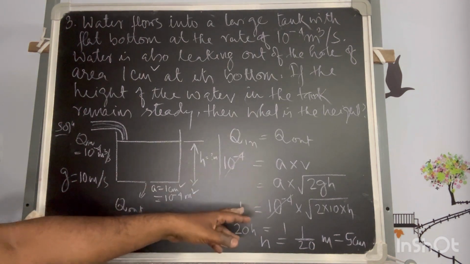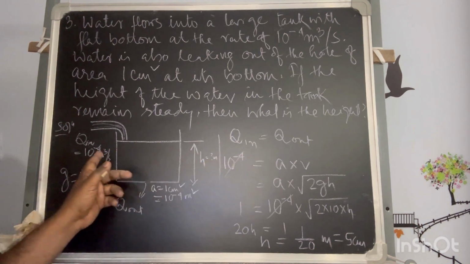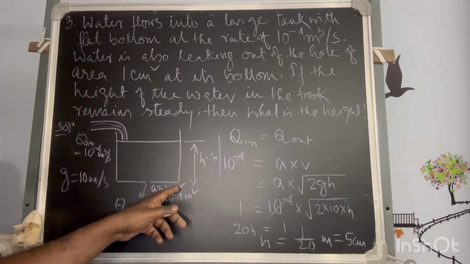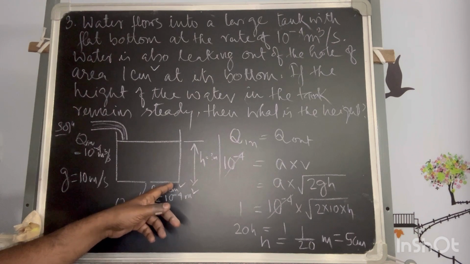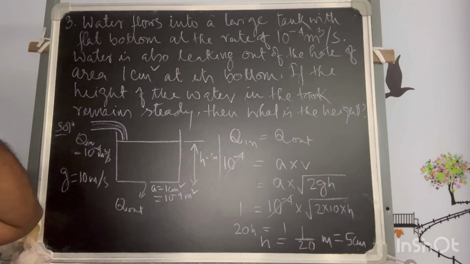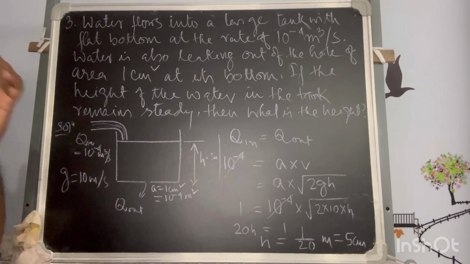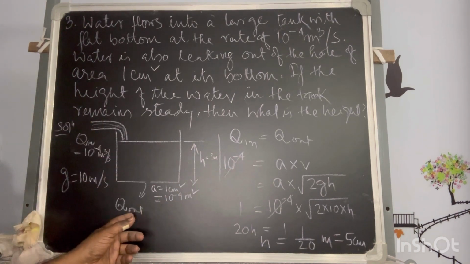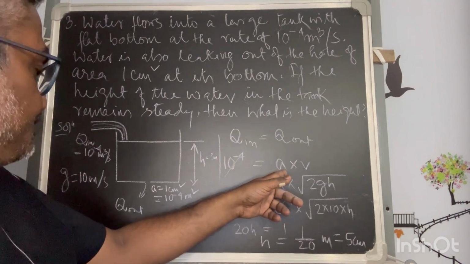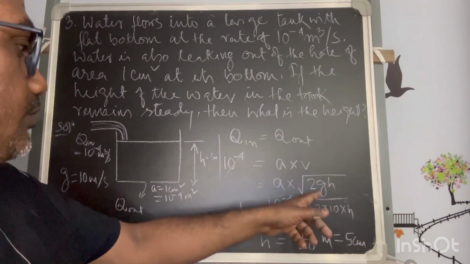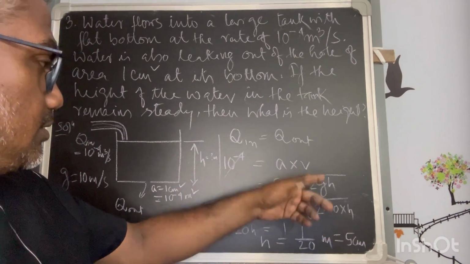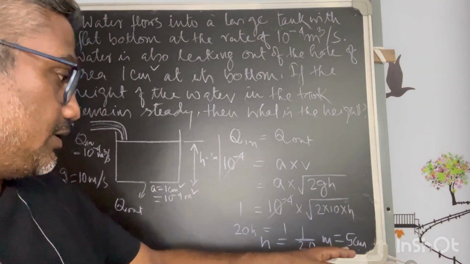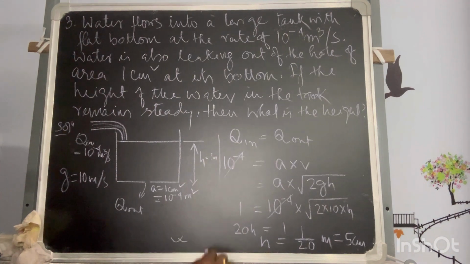Okay, my calculation is correct. The inflow is 10 to the power minus 4 meter cube per second, and your area is 1 centimeter square, converted into meter square, 10 to the power minus 4 meter square. So Q out is equal to cross section into the velocity, which is √(2gh), from the formula we already know. With 2g and h, the answer is correct. Fine.